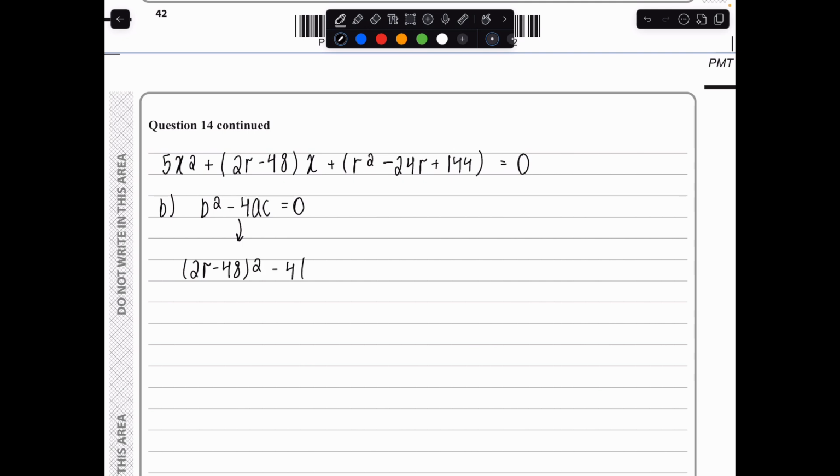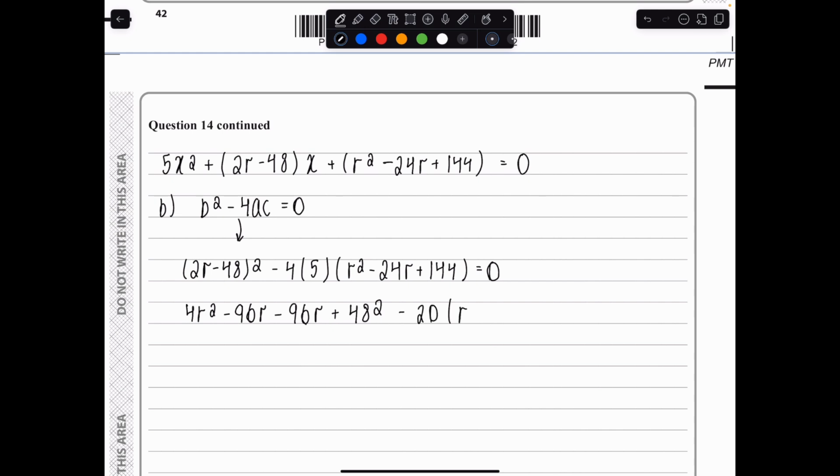Take away 4 lots of, in this case, a is 5, and c is r squared minus 24r plus 144, and that is equal to 0. So here, let's expand out these brackets. So we have 4r squared minus, in this case, we have 96r, take away another 96r, plus 48 squared. Then we have minus 20 lots of r squared minus 24r plus 144, and that is equal to 0.